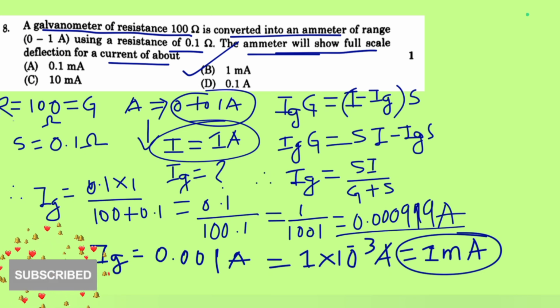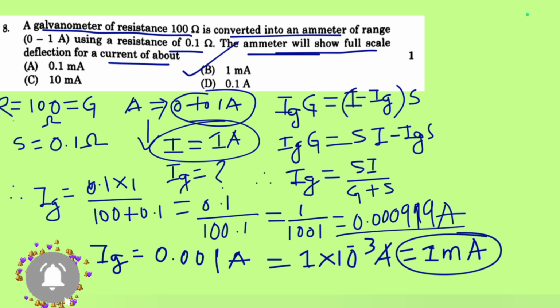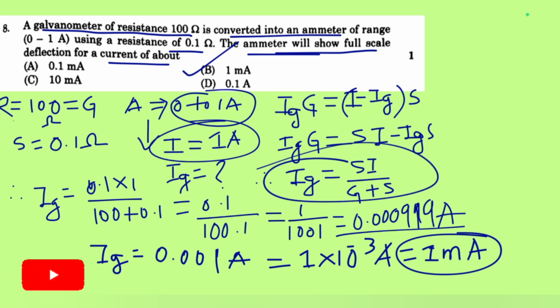I hope that you got the concept behind this question. What we have done is just apply the condition Ig equal to S I upon G plus S, and we got the answer here.